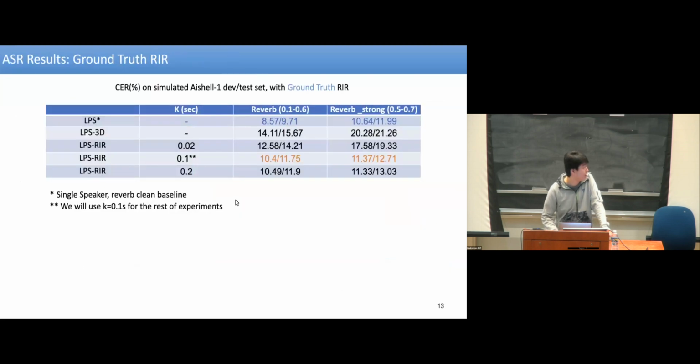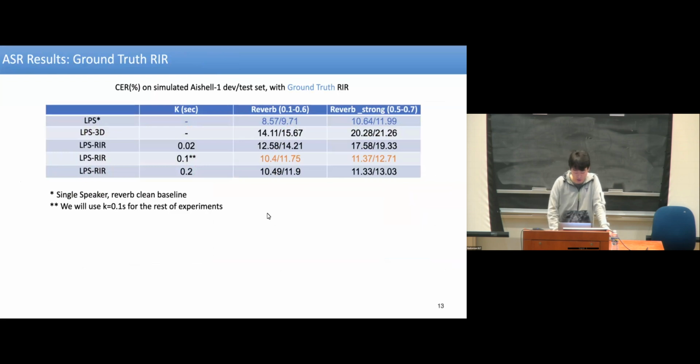Okay, now let's use these new features. There's one thing I didn't mention before, that is how we can get the room impulse response. Over here, let's first assume that we can get the ground truth room impulse response. By ground truth, it means because we do the experiments on the simulated data, we can actually know exactly what the ground truth RIR is.